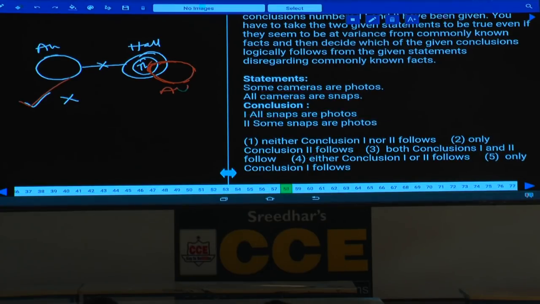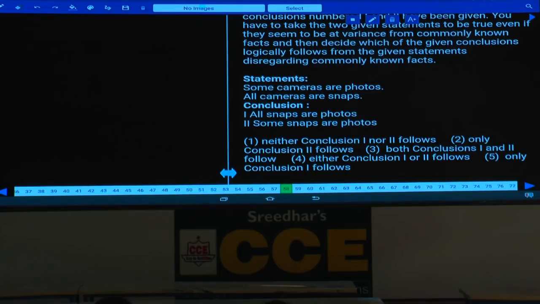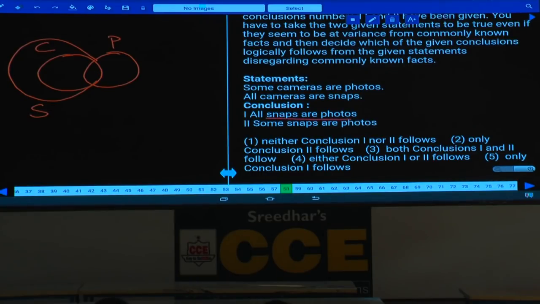Then question number 58. Now in this question, some cameras are photos. These are the cameras and these are photos. And all cameras are snaps, and all these cameras are snaps. Now this is the basic diagram. Some cameras are photos, all cameras are snaps. The first one, all snaps are photos. Is it true? No, it is false. Next one, some snaps are photos is always true.